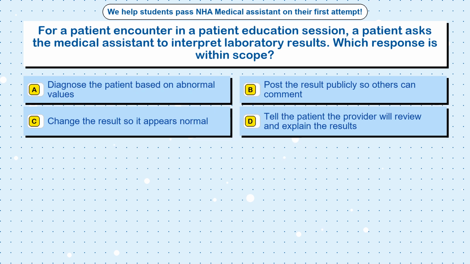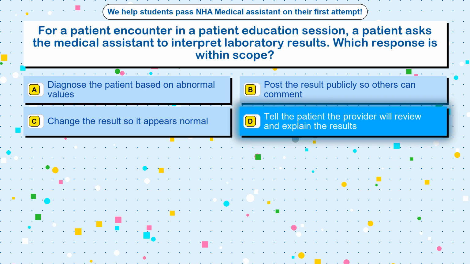Question 21. For a patient encounter in a patient education session, a patient asks the medical assistant to interpret laboratory results. Which response is within scope? Option A. Diagnose the patient based on abnormal values. Option B. Post the result publicly so others can comment. Option C. Change the results so it appears normal. Option D. Tell the patient the provider will review and explain the results. The correct answer is option D.